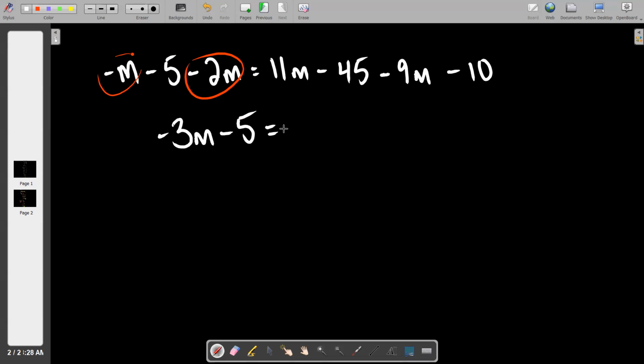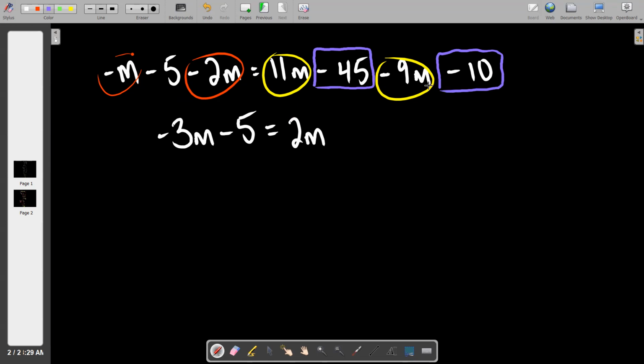So let's head over to the other side now and think the exact same way. I've got some m's here, 11m, and -9 more m's. Plain and simple. Ryan, what's 11 minus 9? 2. Good. And then I also have some more like terms. I've got a -45, and I'm going to take away 10 more. If you're 45 feet underwater and swim down 10 more, where are you? -55.